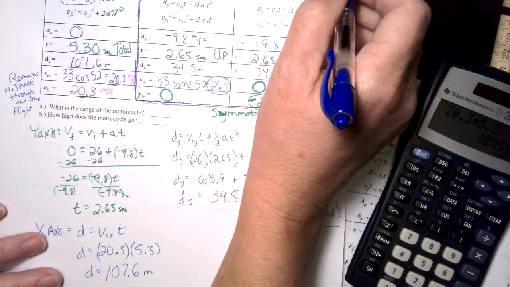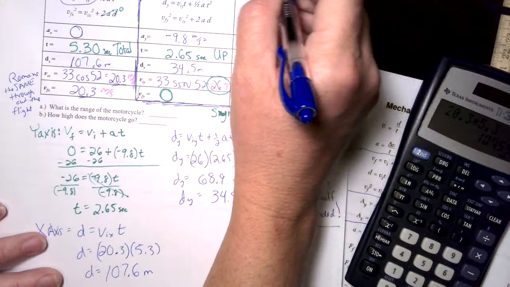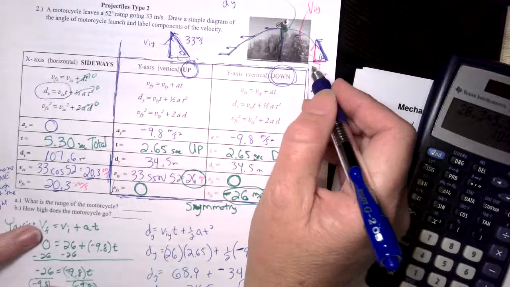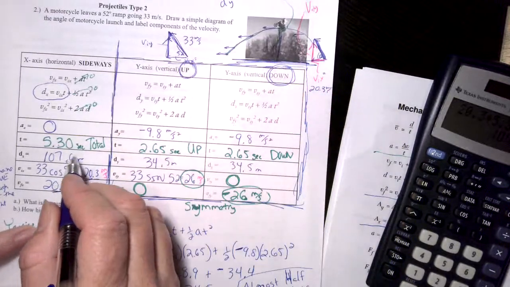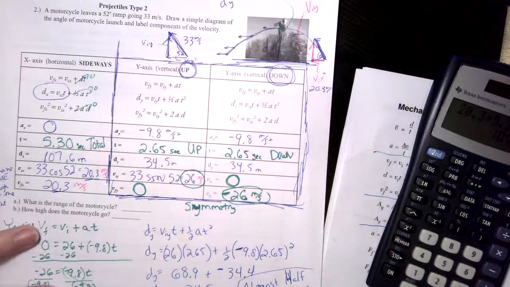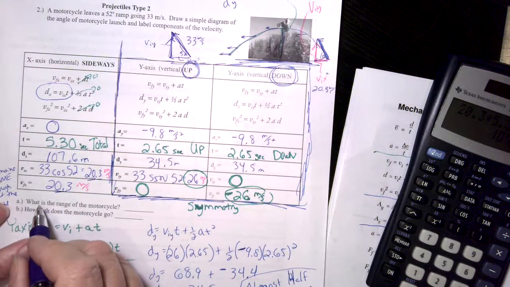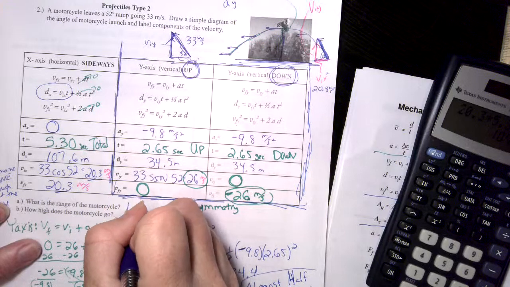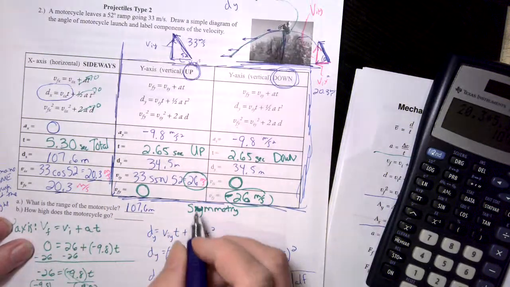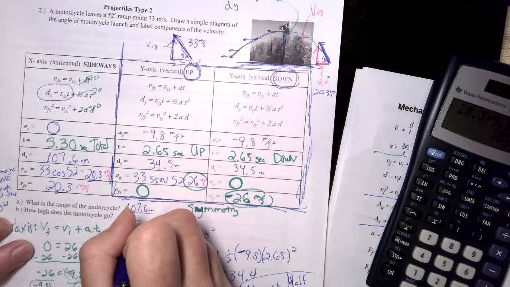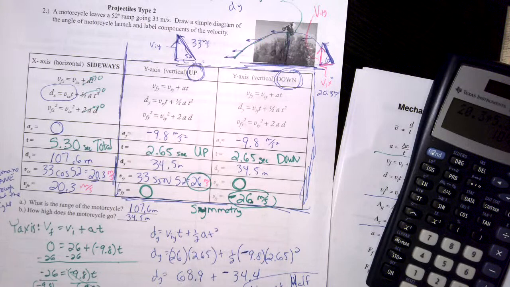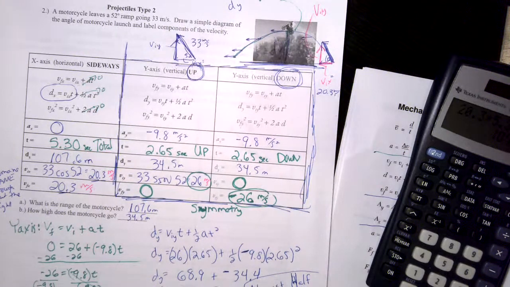So he jumped a football length. Like a football length. Okay, so what is the range of the motorcycle? There's that one, 107.6 meters. How high does a motorcycle go, though? That's the height, 34.5 meters. All right, there you go.